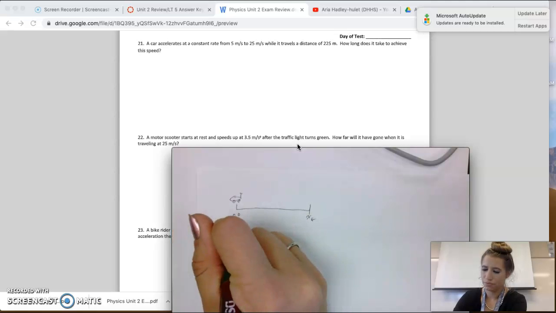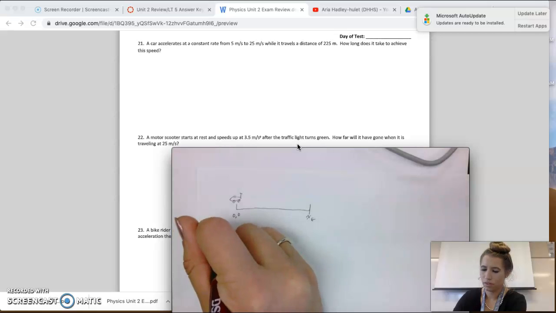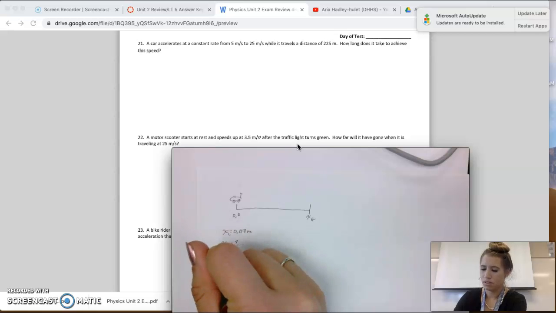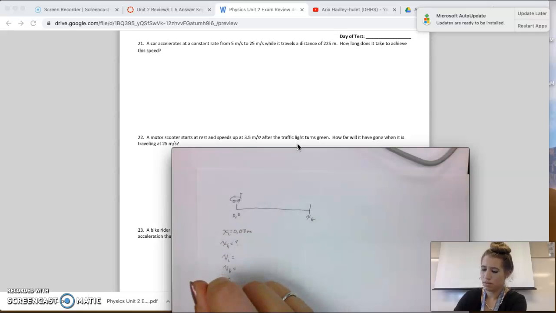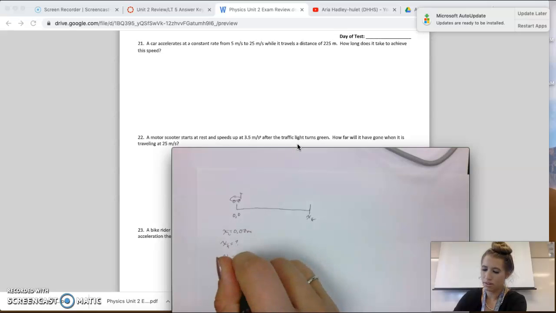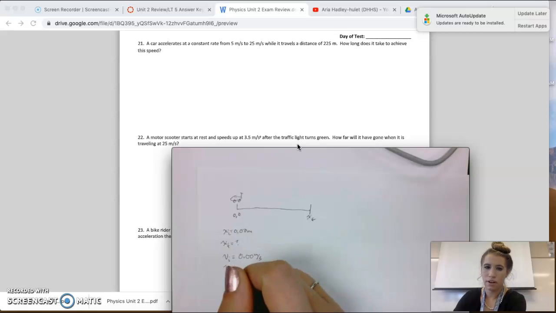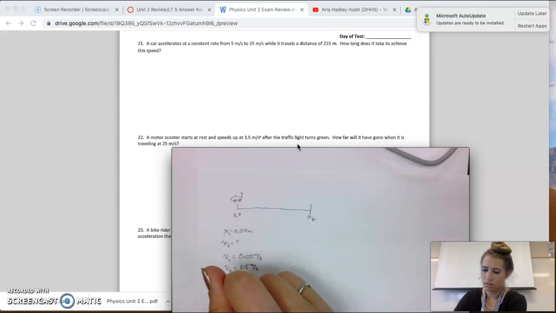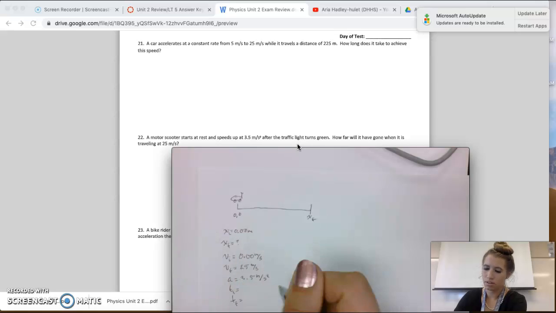So let's make our list. X initial, X final, velocity initial, velocity final, acceleration, time initial, time final. Velocity initial, it's at rest, so that would be 0. Velocity final, it's going to be the 25 meters per second from the problem. Acceleration is 3.5 meters per second squared. Time initial is 0. And then we don't have the time final.